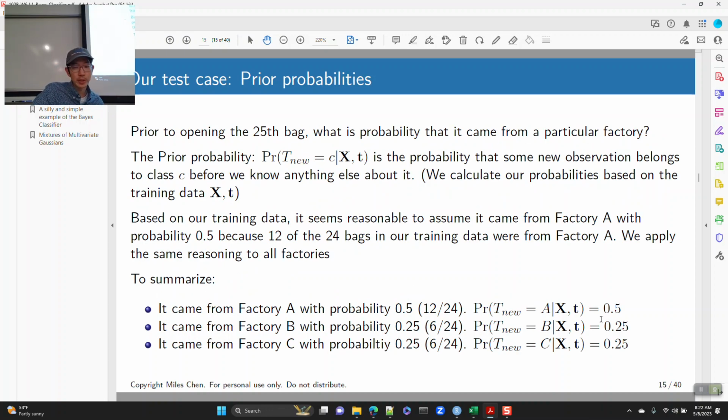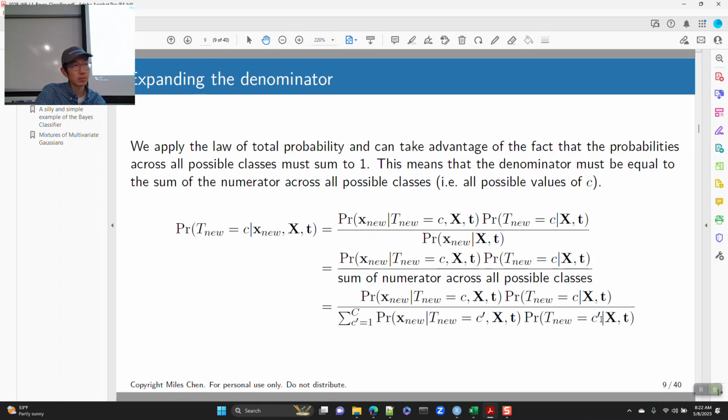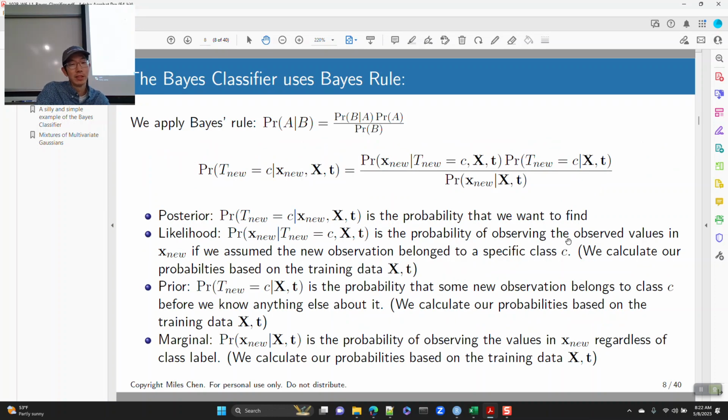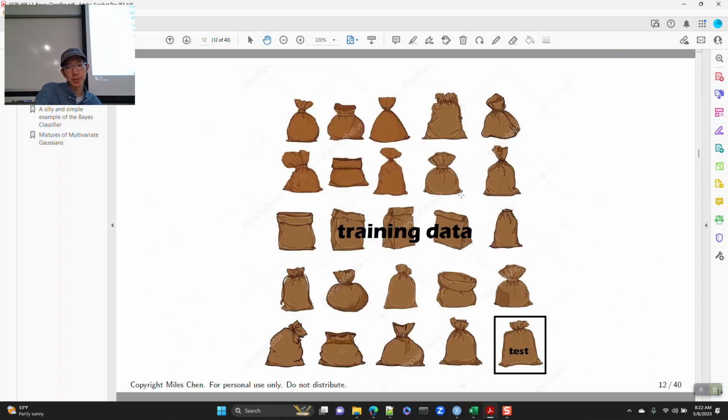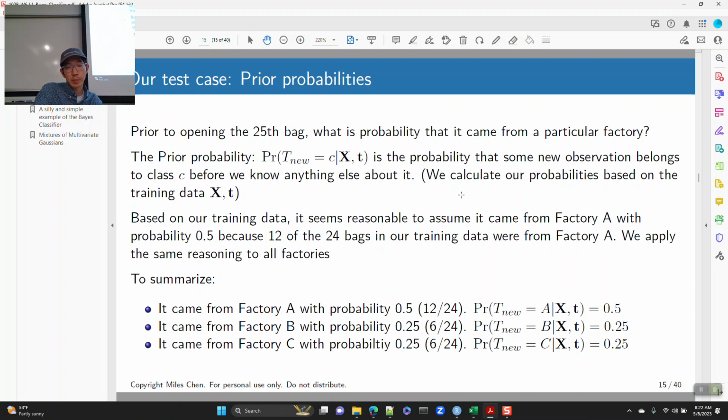Now the prior probabilities. Remember the formula: the probability that we're calculating, we have the likelihood, which we just did using binomial, and we multiply that by our prior probability, and then we divide by what we call our marginal. Our prior probabilities are from before we even opened up the bag. So prior to opening the bag, prior to looking at the x values, what is the probability that it came from a particular factory?